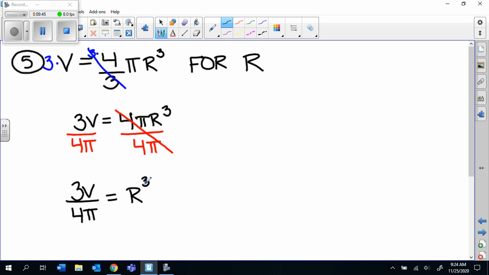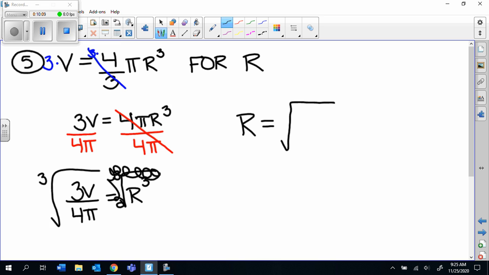So what is the inverse, or we like to think of it as being the opposite, but the proper word is actually the inverse of cubing something, and that is cube rooting that item, so let's cube root. And so that is going to break that free, and we'll just end up with r. So r equals the cube root of 3v over 4 pi.